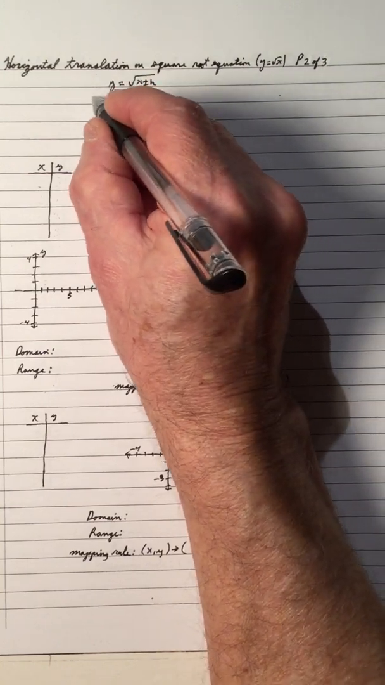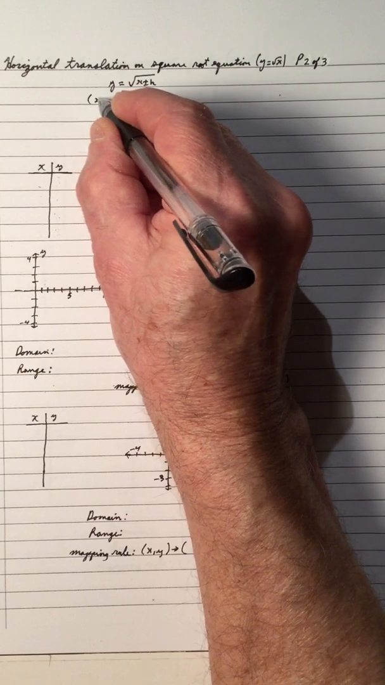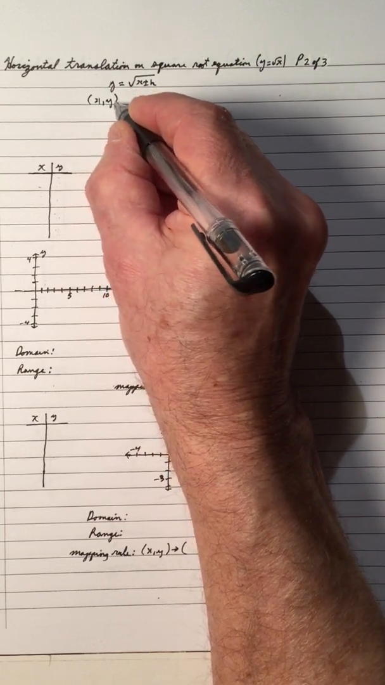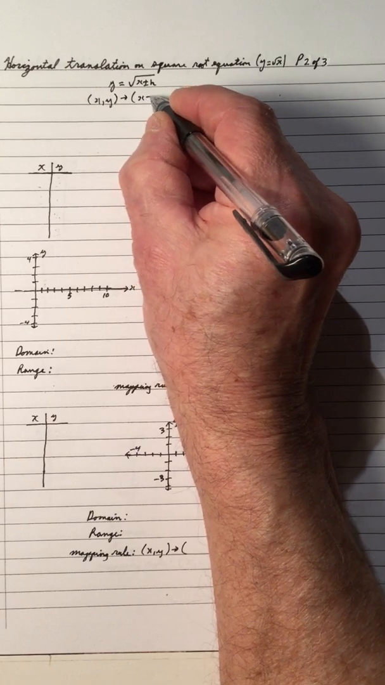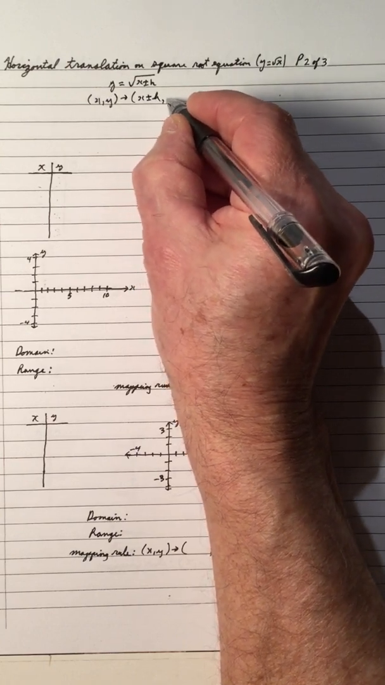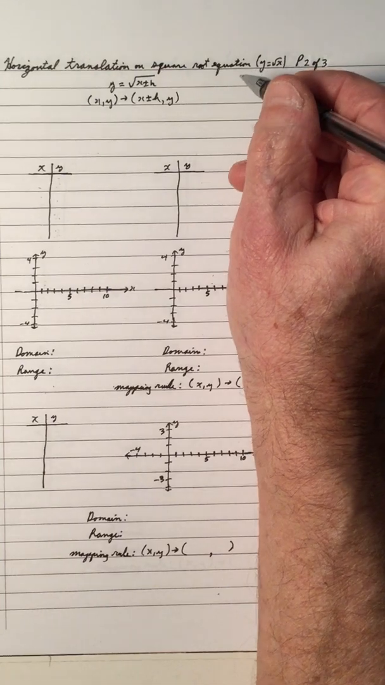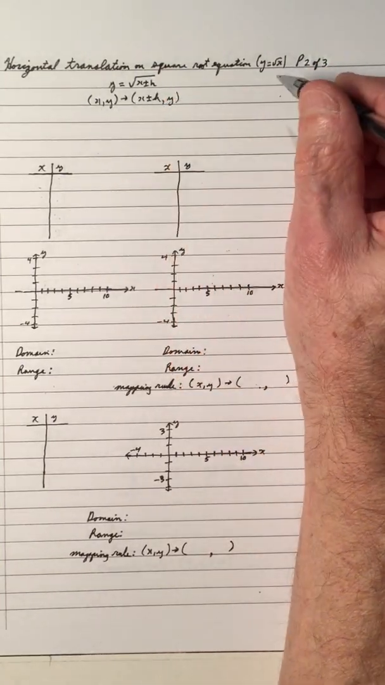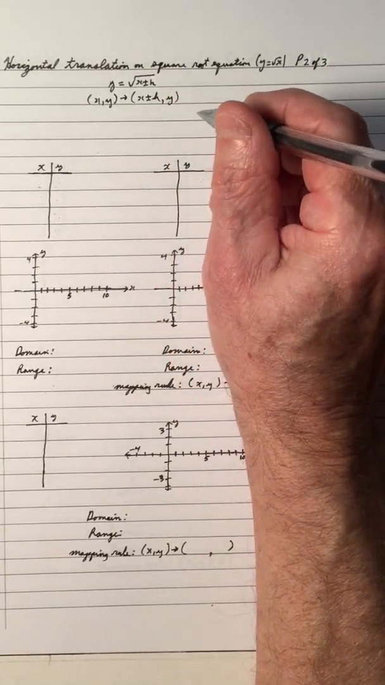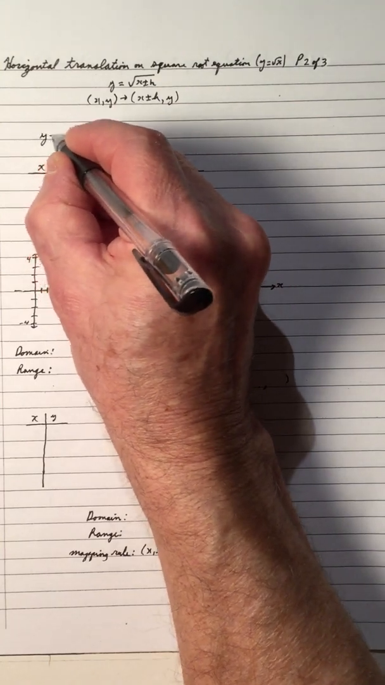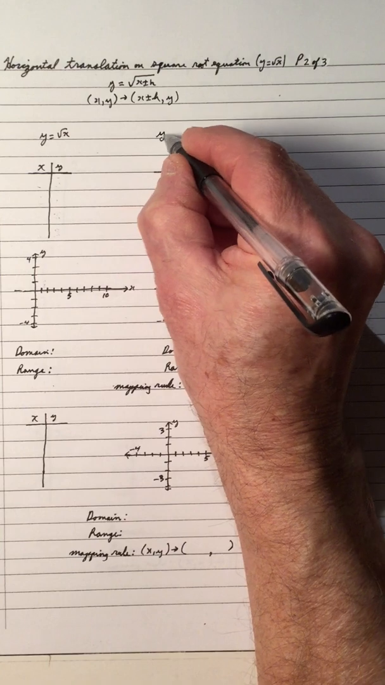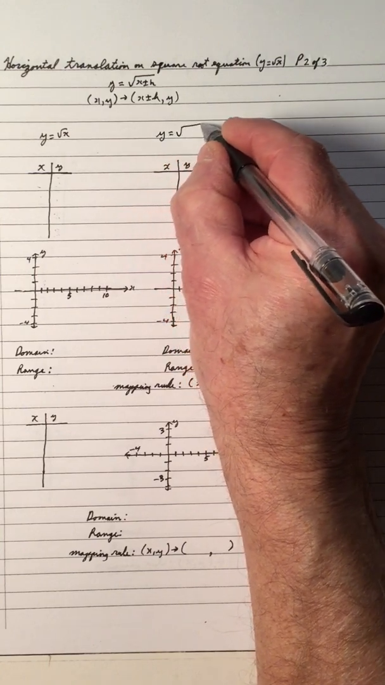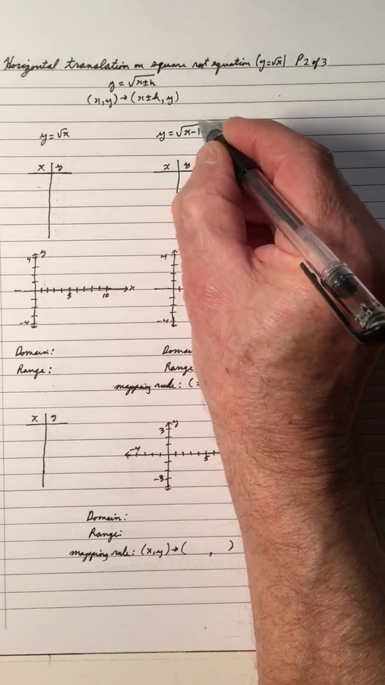And so that gives me a mapping rule of (x, y) arrow, and notice the x is changing, so it's (x plus or minus h, y). So horizontal translation is affecting the x. So we have the equation y equals root x, and now we're going to look at the equation y equals the square root of x minus 1.